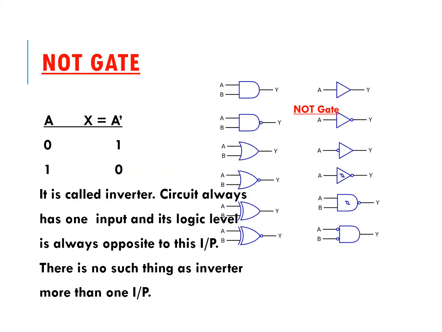Next we come to the NOT gate. And what is the NOT gate? Whenever you feed any condition, that is, any variable, into it, it is inverted. That is, 0 becomes 1 and 1 becomes 0, as you can see, and you can see the symbol of the NOT gate also written in red in the diagram. It is also called an inverter, and the circuit always has one input and its logic level is always opposite to this input.